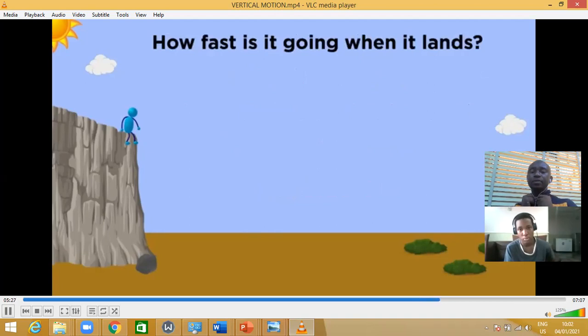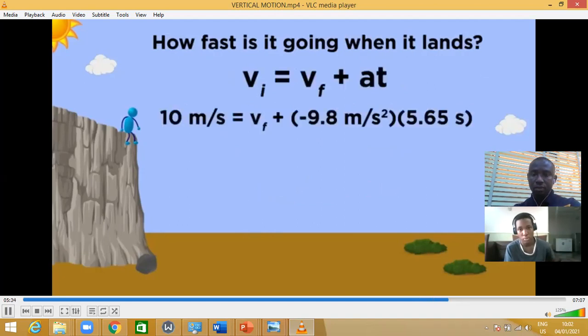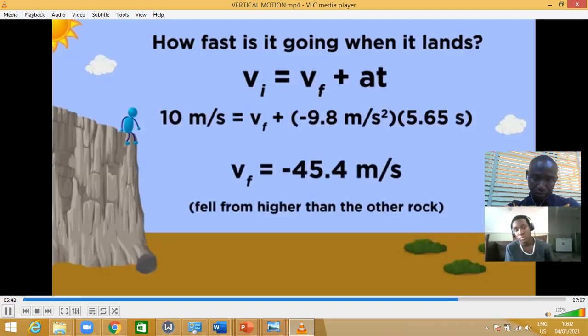How fast will this one be traveling at the point of impact? Let's use this equation again. This time we have to use 10 meters per second as the initial velocity, and then we plug in our acceleration and the time we just calculated. This will give us negative 45.4 meters per second at the time of impact, a little more than the other rock because it fell from a slightly higher position, the peak of its trajectory.